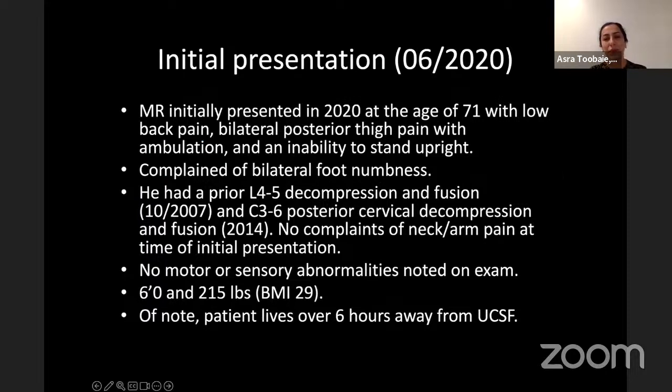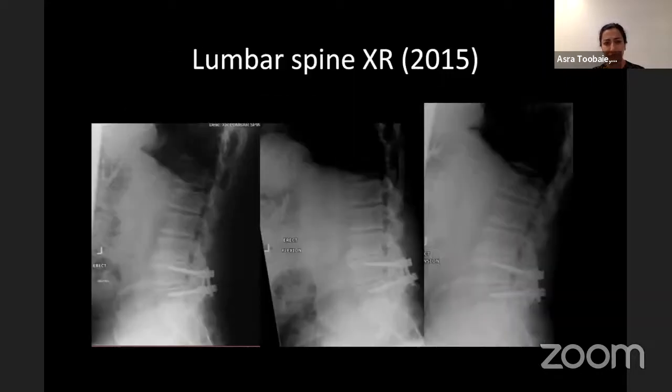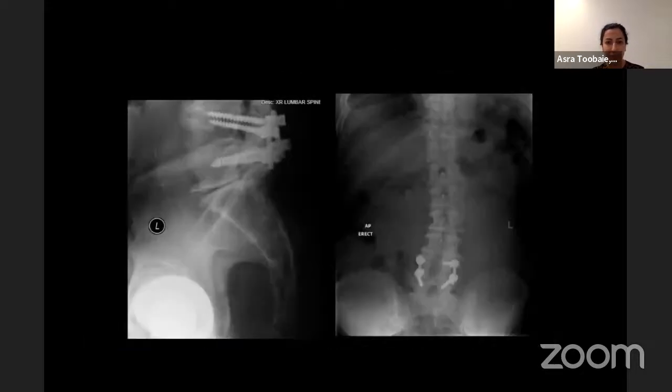This is a 71-year-old male, previously underwent L4, L5 decompression fusion at another hospital, as well as C3 to C6 posterior cervical decompression and fusion. Patient presented with symptoms of neurogenic claudication involving low back pain and bilateral leg pain. Examination was benign. Looking at the x-rays, there's evidence of degenerative changes above and below the fusion level on the lateral view and flat back as well. The AP shows a little bit of a degenerative scoliosis forming as well.